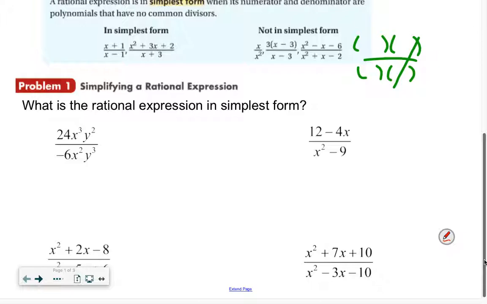Okay, so if I have, let's look at our number parts. Can I simplify 24 over 6? Yeah, what's it become? Negative 4, yeah, or just 4. We'll go with negative 4. So my numbers are dealt with.